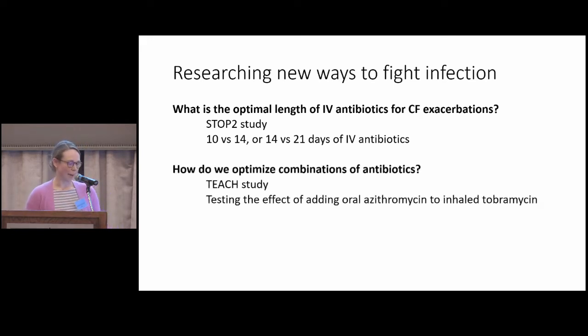Next, we're looking at how can we optimize combinations of antibiotics. So people are on a lot of antibiotics, but we saw the picture earlier from Dr. Nasser's presentation, and we know that a lot of these medications that people are on can potentially interact with each other, both for the good and sometimes for ways that we would rather them not, in terms of making each other less effective. So the TEACH study is looking at something like this, and this is looking at the effect of adding oral azithromycin to inhaled tobramycin. So it will help us work towards how can we really optimize combinations of antibiotics to really optimize our fighting of infection.